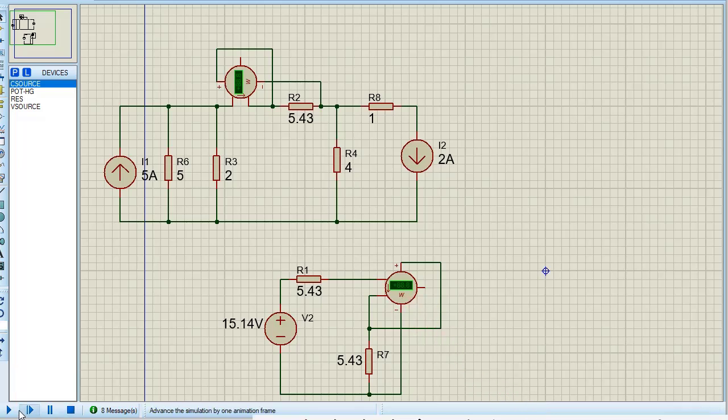So running the simulation, say the power here is 10.6 watt, and in the main circuit also 10.6 watt. So my calculation is perfectly okay.